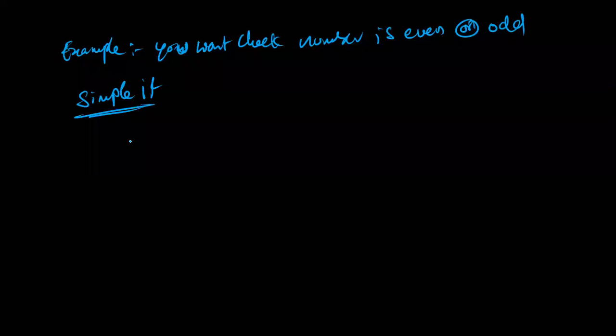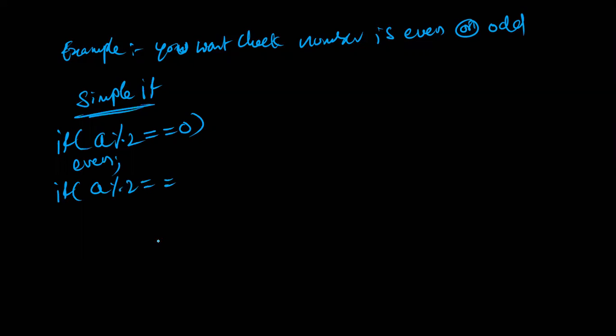So how to write this? Simple if, what you have to do? If a modulus 2 equal to 0, you print even. Again you have to write if a modulus 2 not equal to 0, you print odd. This is the simple if statement. We have only a value for true. This is how we can print easily by using if else statement.